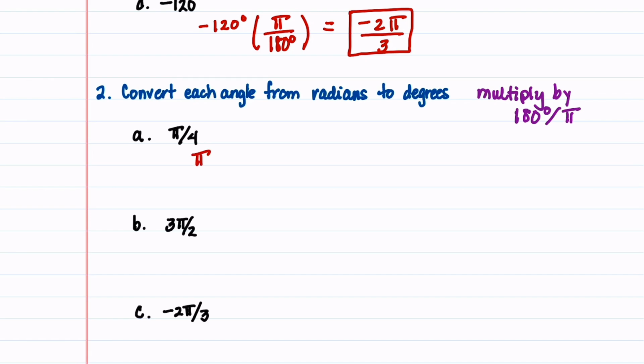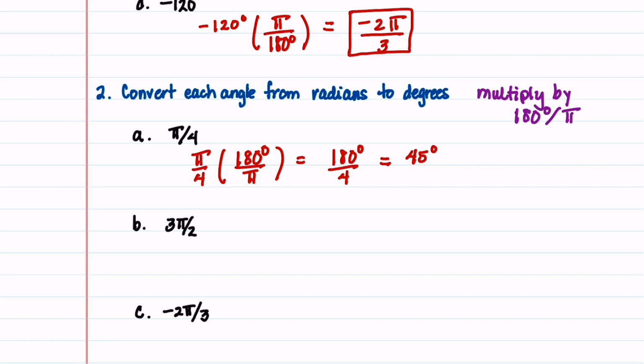We'll start with pi over 4, and then we'll multiply by 180 degrees over pi. You'll notice that the pi's are going to cancel out, and we'll end up with 180 degrees divided by 4. And 4 goes into 180 45 times, so we end up with 45 degrees. And this makes sense because pi over 4 is halfway between 0 and pi over 2, and we know that pi over 2 is 90 degrees, so it makes sense that this is 45 degrees.